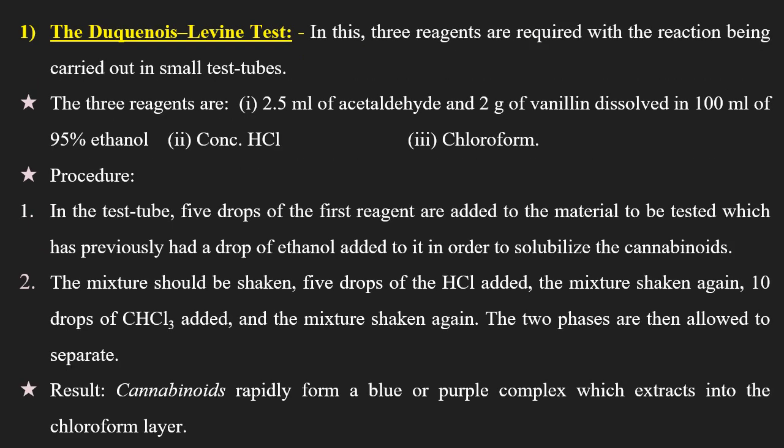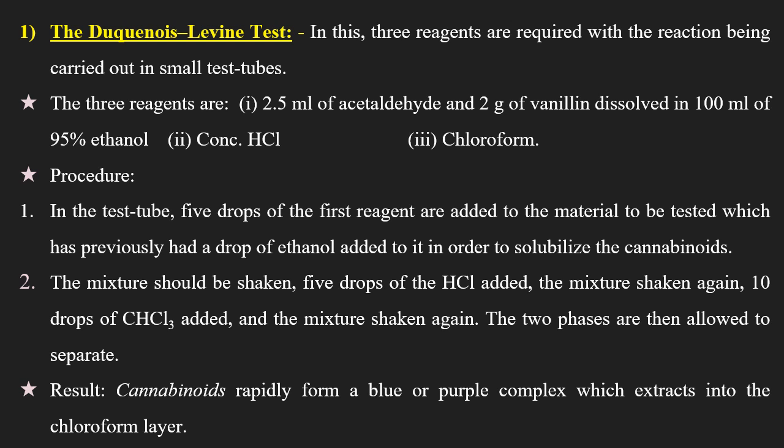The first test involves three reagents. The first reagent is a mixture of 2.5 ml of acetaldehyde and 2 gram of vanillin in 100 ml of 95% ethanol. The second reagent is concentrated HCl, and the third reagent is chloroform. In a test tube, we have to add 5 drops of the first reagent and then the material to be tested, which has previously had a drop of ethanol on it, is added, and in order to solubilize the cannabinoids, the ethanol can be increased.